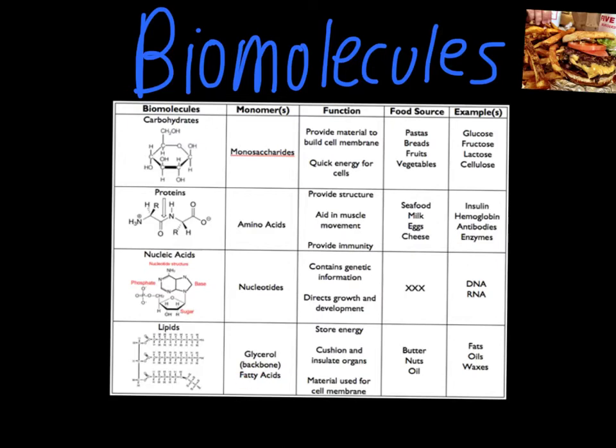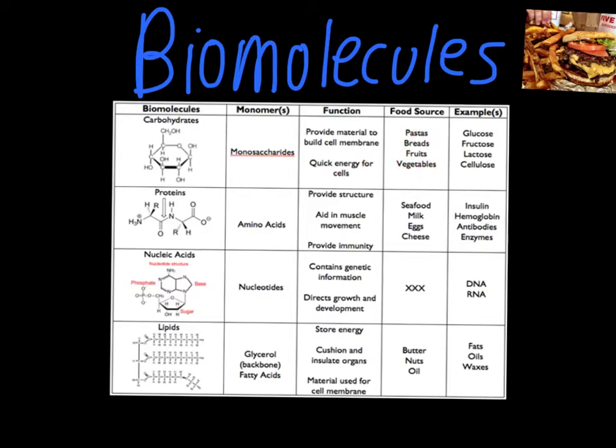Just to go over some of the functions briefly, for carbohydrates, it says provides materials to build the cell membrane. If you remember before, carbohydrates are in the cell membrane as an identifier. That's one of the ways your immune system identifies your cells. It's also used for quick energy for cells. Your cells use glucose for energy. It's stored in the form of what's called glycogen in your cells, which is then broken down into glucose during the process of respiration.